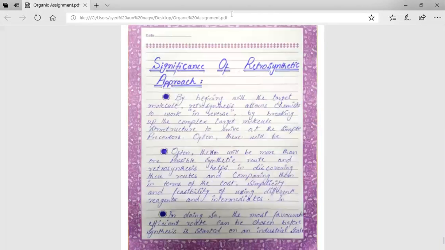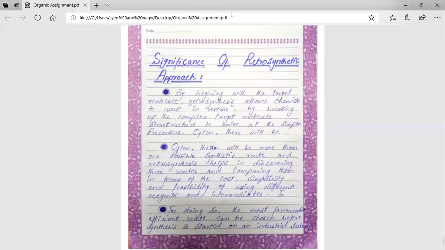Lastly, we will discuss why we need retrosynthetic analysis, or retrochemistry. By beginning with the target molecule, retrosynthesis allows chemists to work in reverse, breaking up the complex target molecule structure to arrive at simpler precursors. By using retrosynthetic analysis, the chemist performs a backward synthesis from the target molecule towards the starting material by using disconnection and functional group interconversion techniques.